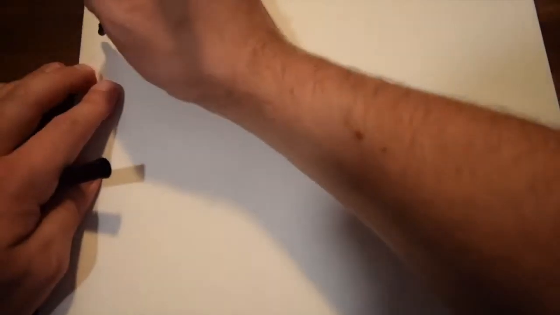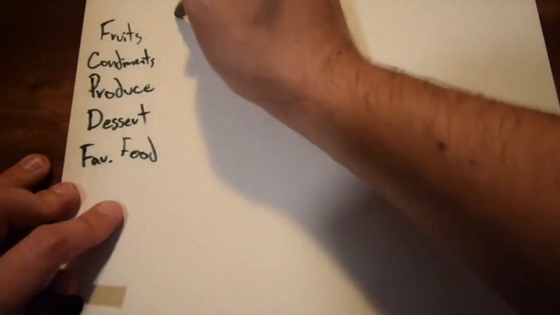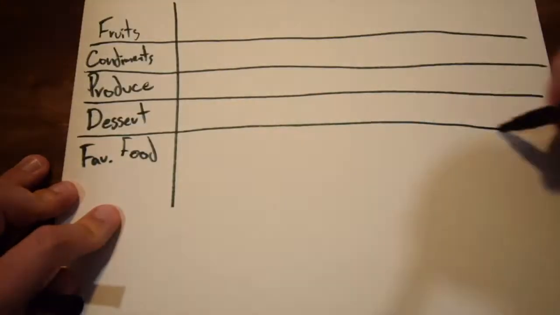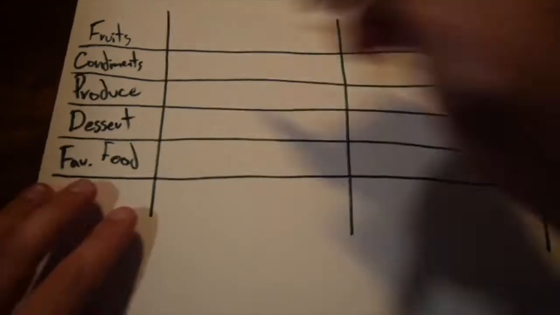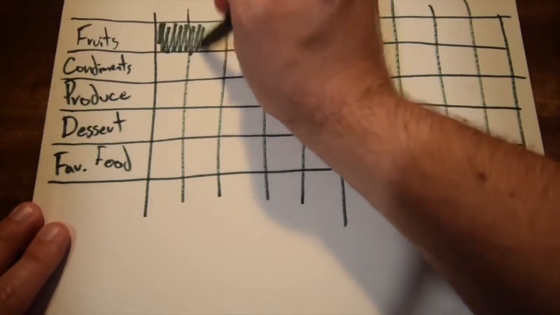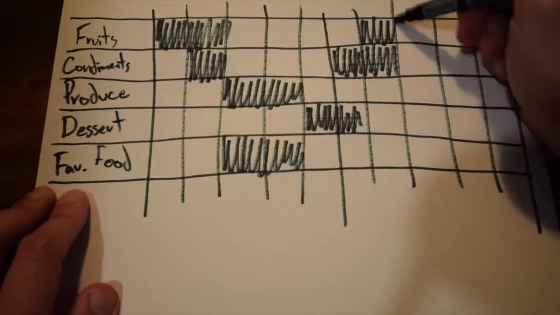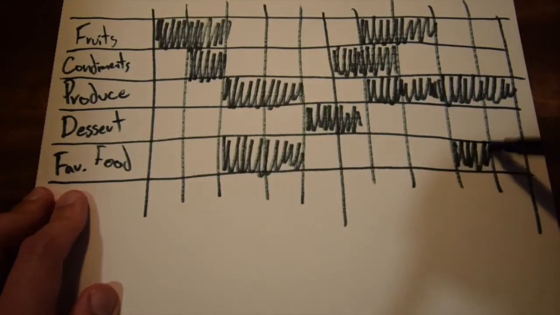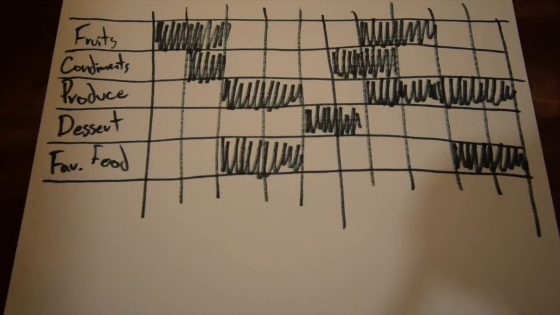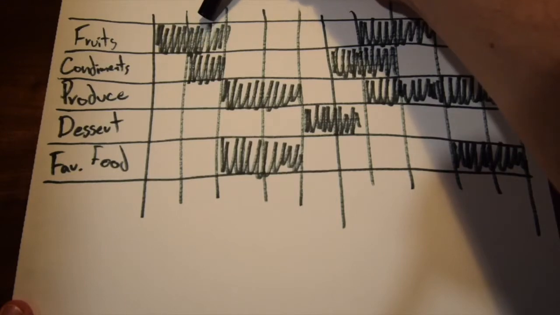Finally, we've got our grid that we'll make for our arrangements. So those are my 5 categories: fruits, condiments, produce, dessert, and favorite food. And I'm going to make this song 10 units long. Then I'm just going to fill in this grid with what I want to play at what times, and it's going to move from left to right. So first up, we've got just our fruits. And then we'll do fruits and condiments.